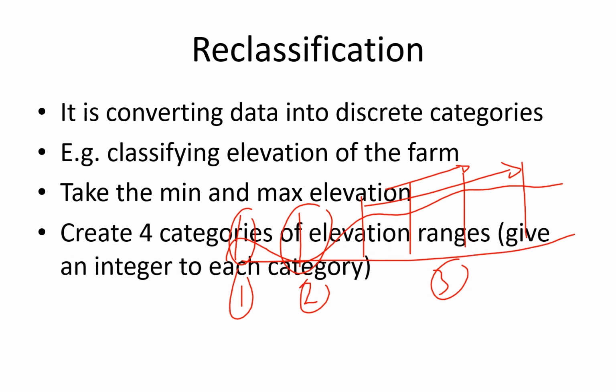This is the continuation of the example: if you wanted to do reclassification, we'll just take the mean and maximum elevation, for example, and create 4 categories of elevation ranges. Now, for each of these categories, because we have 4, we'll just give them an integer and say we have 4 classes of elevation in our fields. And thereafter we can create a class map which will show all of the 4 categories that we have in our farm.